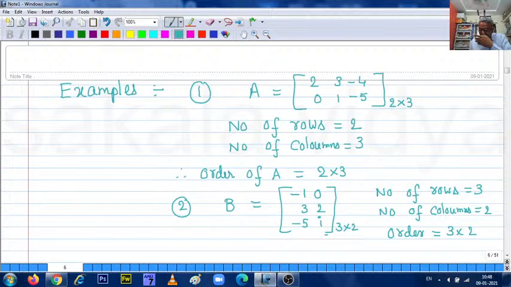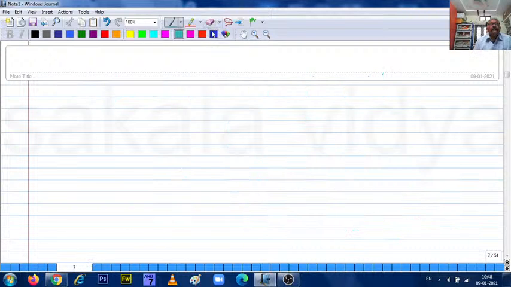Okay, now I am going to explain the matrices. That will be useful to you, na? Yes. So now you go to another example.